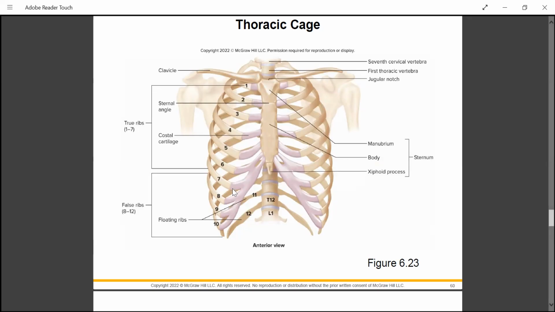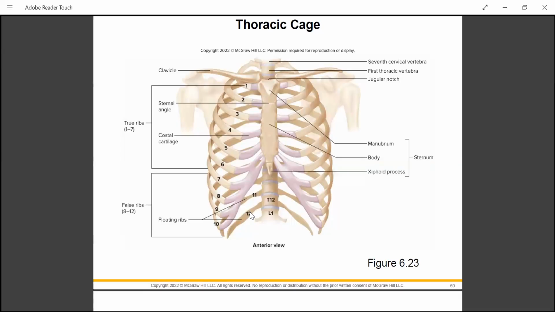You see 1 through 7 run directly back to the sternum via this costal cartilage, or rib cartilage, here. 8, 9, and 10 come back up and meet number 7 before they run in, so they're part of the false ribs. And then you see 11 and 12 don't even have cartilage that begins to run up. You can actually feel those on the sides of your low back. Those are our floating ribs because they have no cartilage attachments.